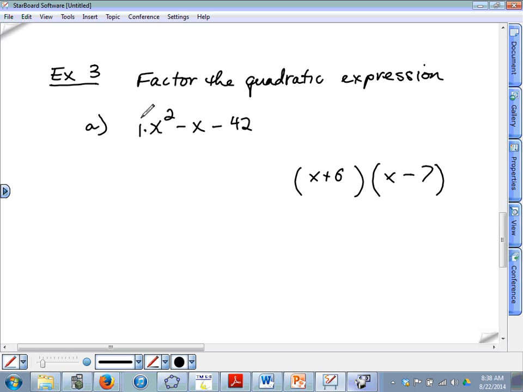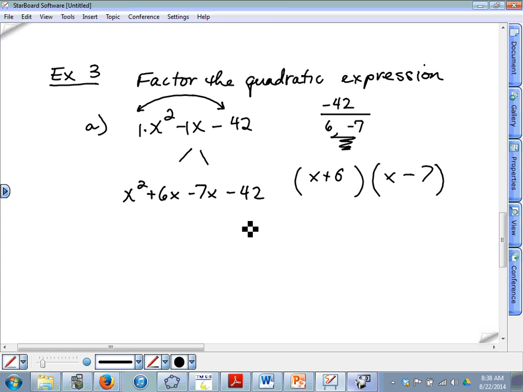You always start these problems by multiplying the leading coefficient with the constant. 1 times negative 42 is negative 42. We now need to find two factors of negative 42 that add to the coefficient of the linear term, negative 1. And that happens to be positive 6 and negative 7. Now you're going to say, oh, this is the long way. For this problem it might be, but for other problems this is the way that it needs to be done. Once you've come up with these two numbers, you split the linear term into the sum of those two numbers. So you have x squared plus 6x minus 7x minus 42.